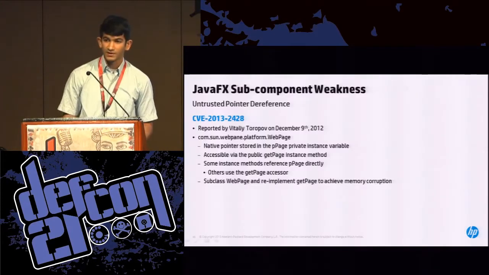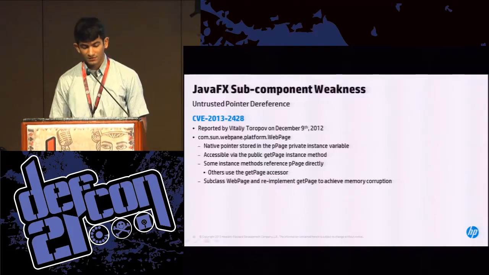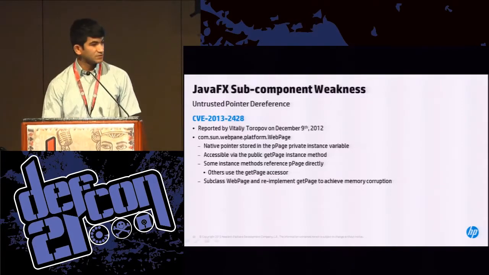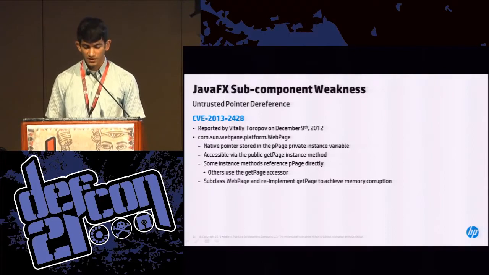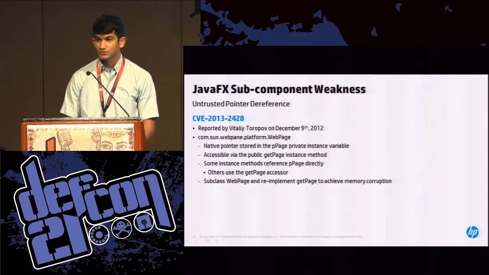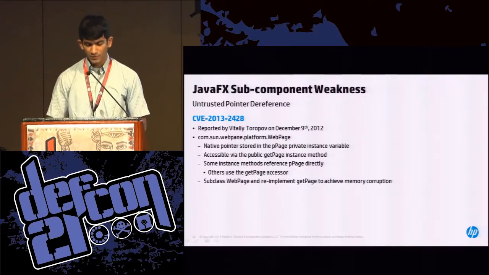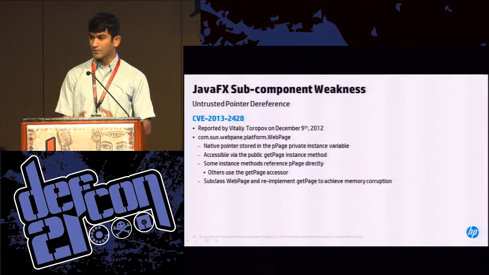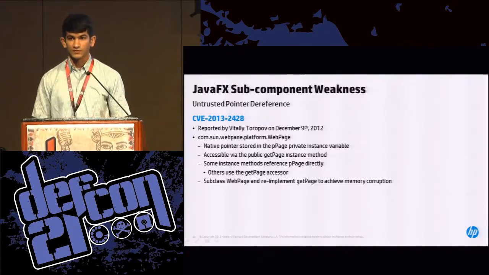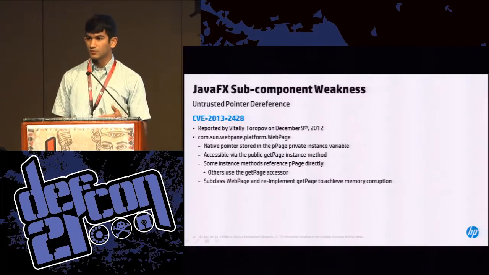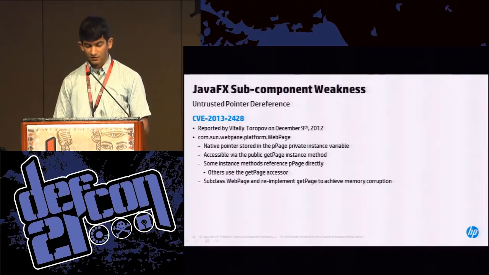So the last vulnerability is in the JavaFX subcomponent and is an untrusted pointer dereference, which, as Brian mentioned, is his favorite bug in Java. It was reported to us by Vitaly Toropov, and this particular one exists in the com.sun.webpane.platform.WebPage class. The issue lies because the WebPage class has native functions that are executed through Java Native Interface, and one of them will allocate a buffer in C land and then return it back to Java land. This is then stored in the pPage private instance variable.